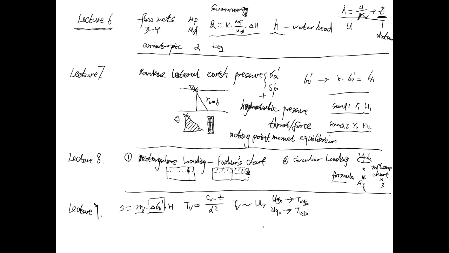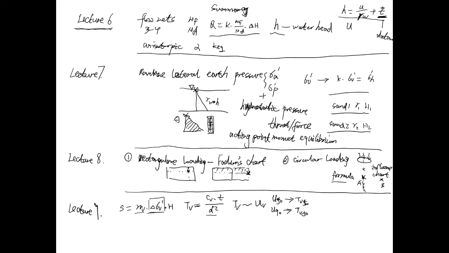If Uv is provided, as in some questions, say the soil is 50% consolidated, then you can easily get the corresponding Tv value. From this Tv value, this formula, and this d, you have to decide whether it is one-way drainage or two-way drainage. The odometer sample is always two-way drainage, and this d will be half of the sample height.